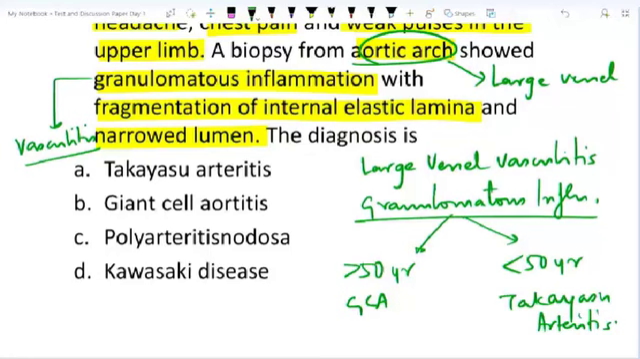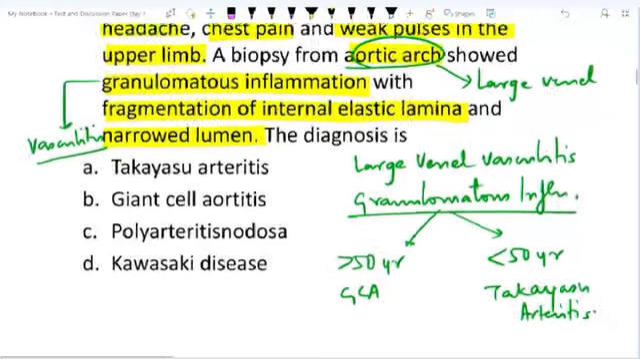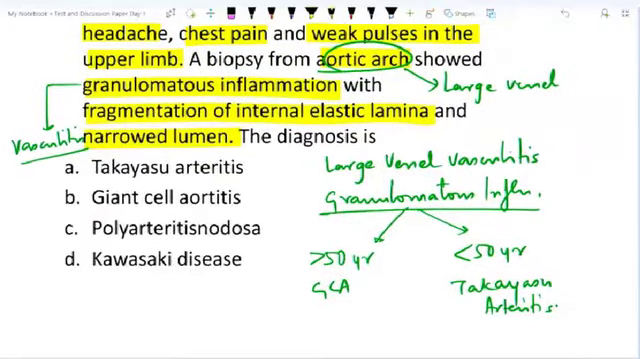So in this patient, I have put this specifically because we know that for giant cell arteritis, the most common artery involved is the temporal artery, and in Takayasu we know that it is the subclavian.